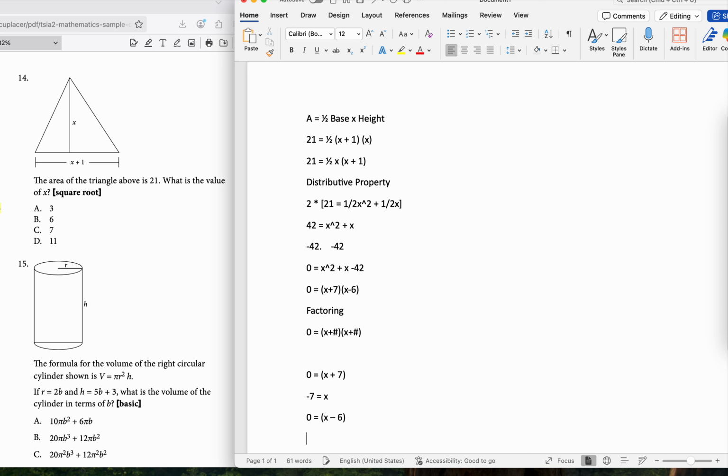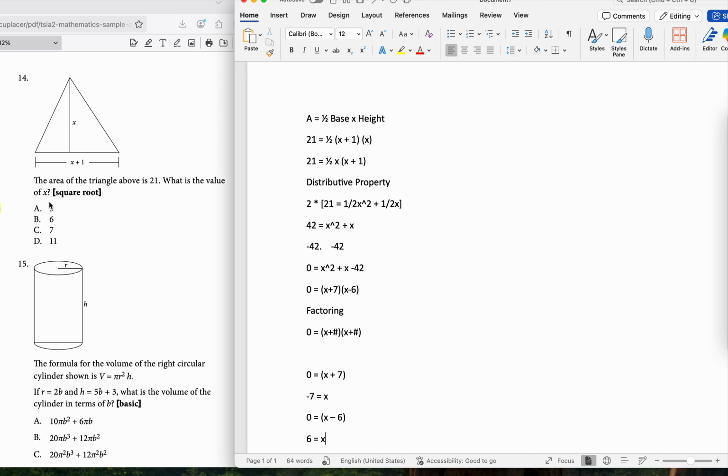Let's work on this one down here. I want to add 6 to both sides. So 0 plus 6 is just 6. And then adding 6 gets rid of that negative 6. And we get x equals 6.